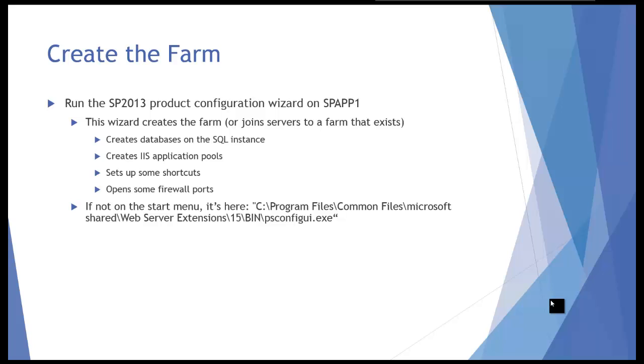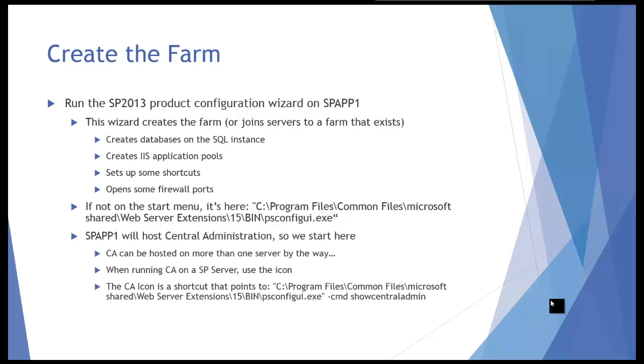If for any reason you don't find the configuration wizard on the start menu, this is the path on the application server where you can find it, so you can run this manually. This might happen to you if, for example, you use a sysprep image that had SharePoint installed on it in advance. Then that sysprep process would remove links. So you can get to it though.